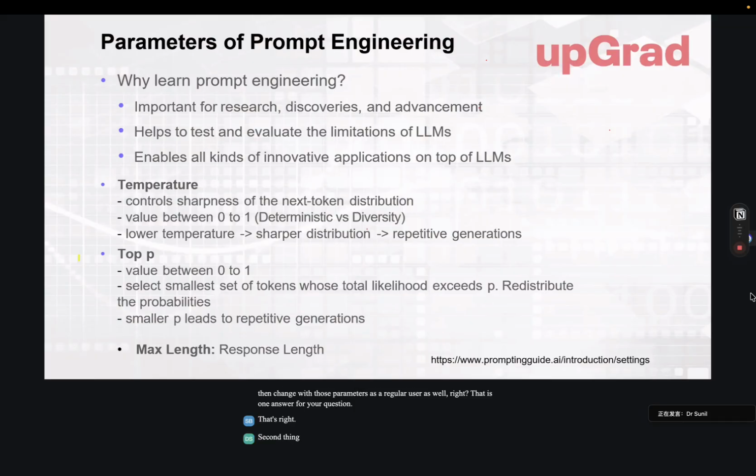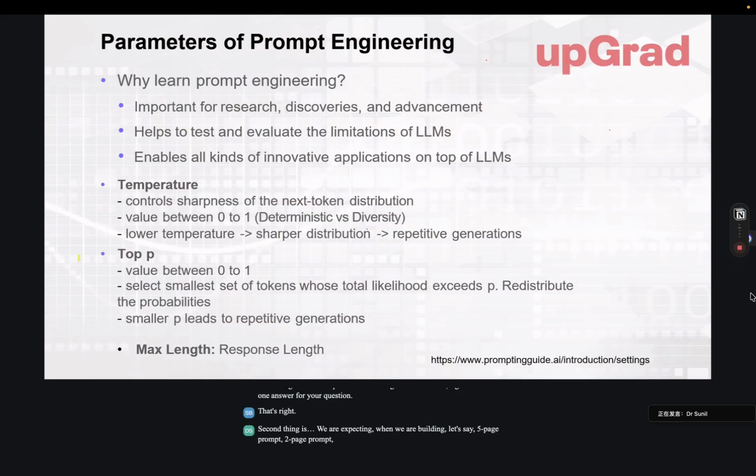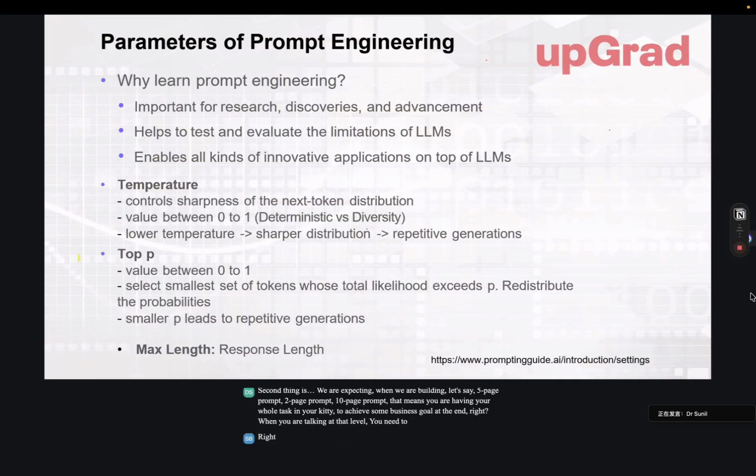Second thing is, we are expecting that when we are building, let's say, a 5-page prompt, 2-page prompt, 10-page prompt, that means you have a whole task in your kitty to achieve some business goal at the end, right? When you are talking at that level, you need to see what are all the controls you want. I don't want only the ChatGPT advanced user, so that you don't require prompt engineering. Basic prompt knowledge is good enough, right?